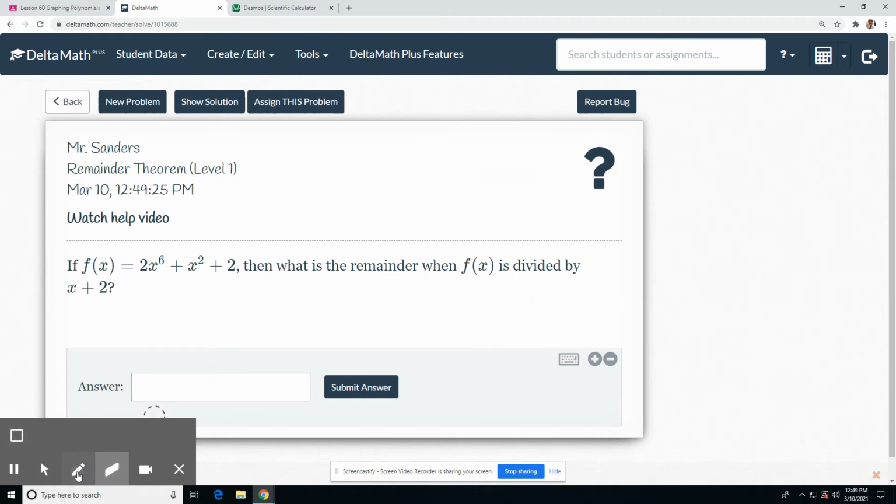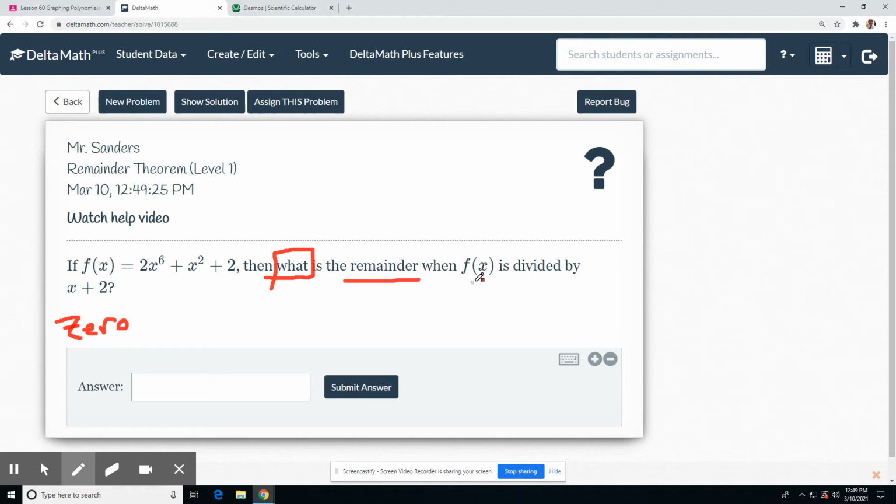All right. So what's the 0 here first? Well, first let's read the problem. If this is our function, then what is the remainder when f of x is divided by x plus 2? So we need to find the 0 of x plus 2. This is not too bad. We can start to see and streamline it a little bit. The shortcut is the opposite of that number. So that's a minus 2 is the 0 here. Then that gets plugged into our function. So f of negative 2 is going to give us the remainder.